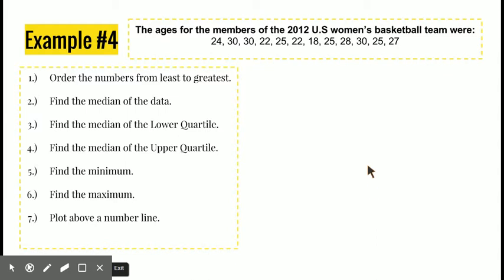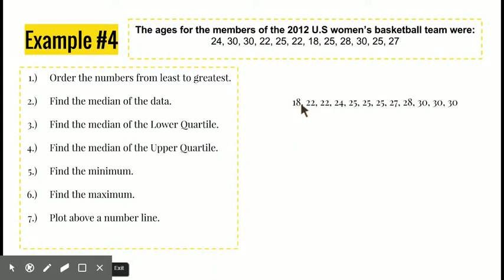All right, so the ages for the members of the 2012 U.S. women's basketball team were the following. So there's a bunch of numbers there. And our first step is that we got to order them from least to greatest, okay? And so we order all these numbers from least to greatest. And we've got quite a few numbers here.